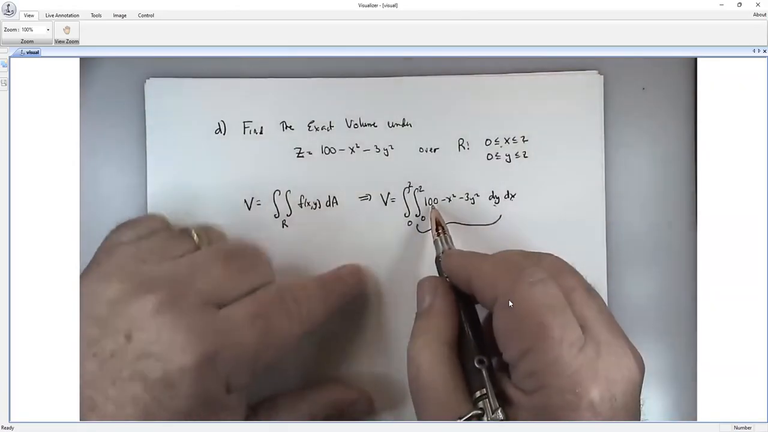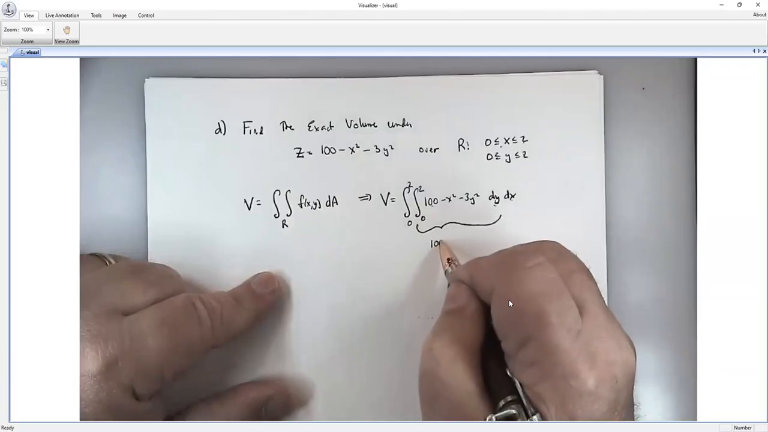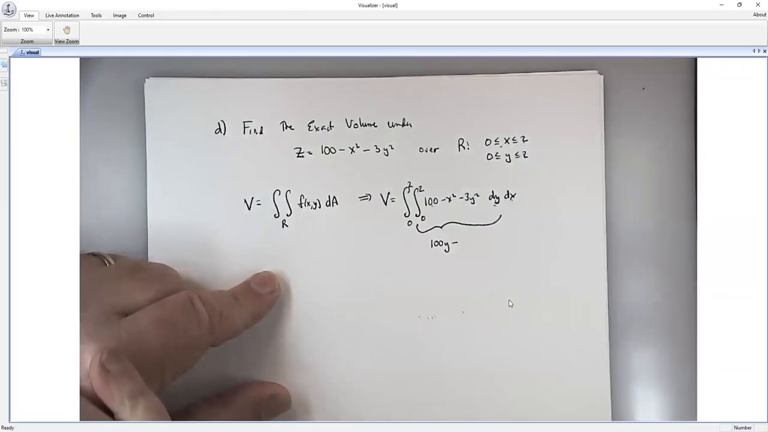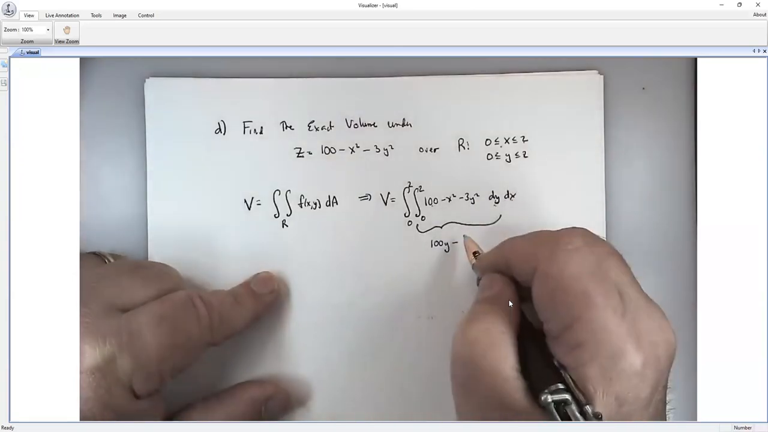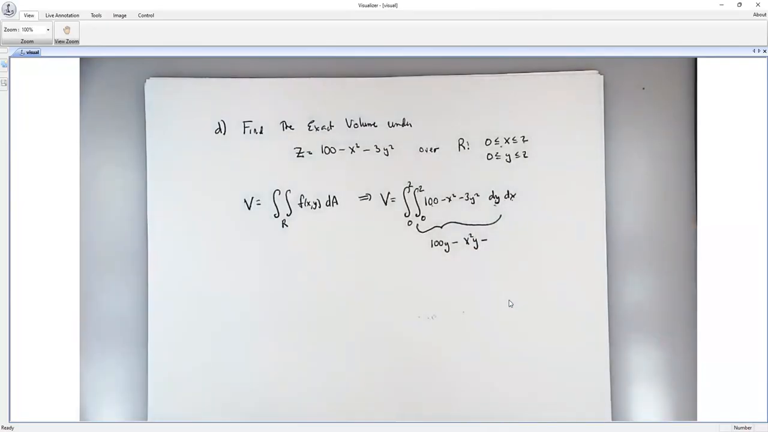So what is the integral of 100 with respect to y? That would be 100y. Minus, what is the integral of x squared with respect to y? X is considered to be a constant, so integrating a constant with respect to y gives a constant times y. That would be x squared y. Minus, what is the integral of 3y squared with respect to y? Now that's a y variable with respect to y.